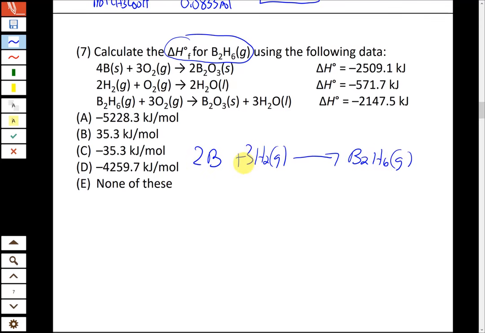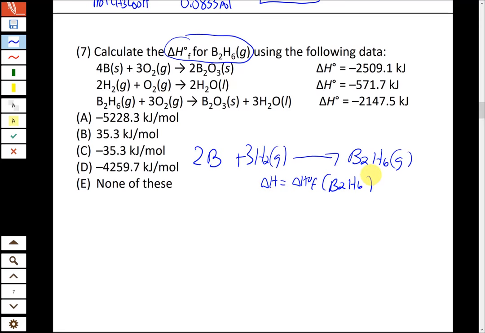3 there. So essentially what we're trying to figure out here is how to combine these three equations to get this equation here, and then the delta H that we get would be the delta H of formation that we're trying to find. So the delta H for this equation would be the delta H of formation of B2H6. That's what we're looking for.